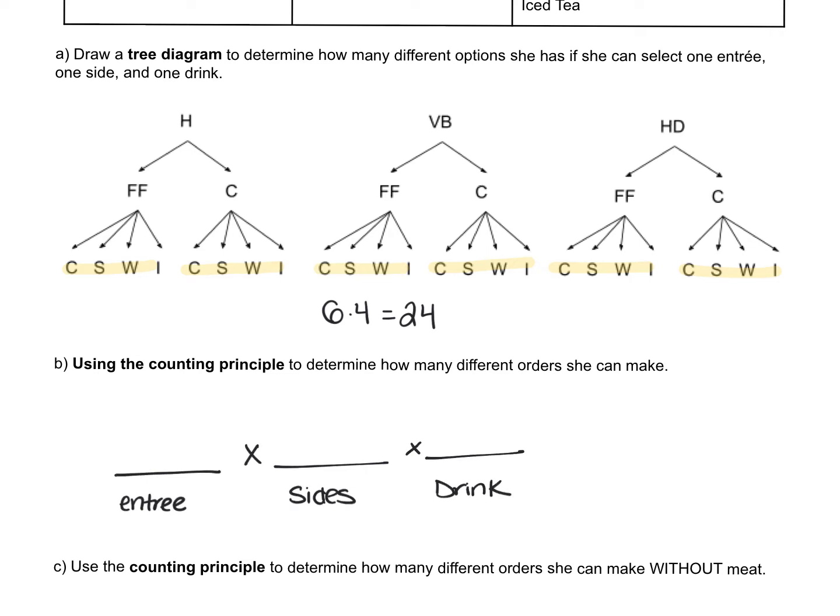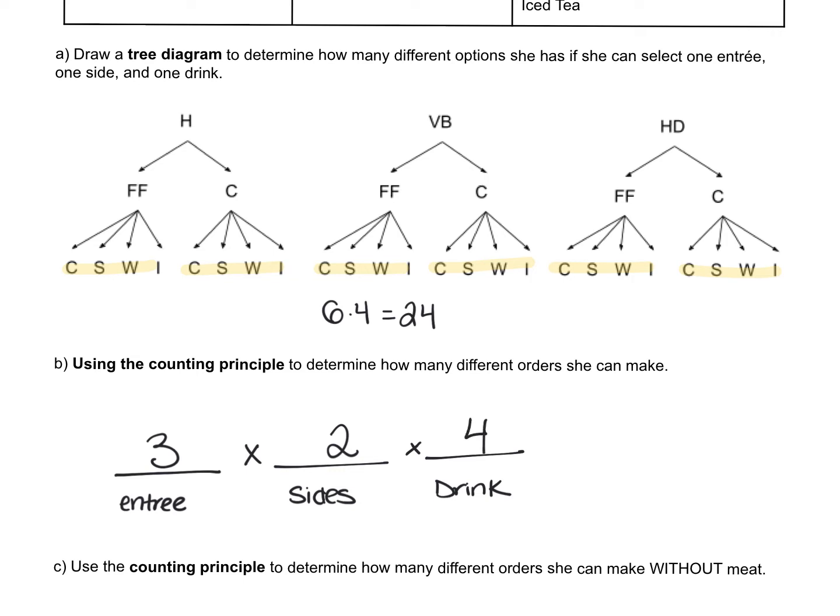So how many entree options do we have? Well, we have a hamburger, veggie burger, and a hot dog. So I have 3 entree options. How many sides do I have? Well, French fries and chips. That leaves me with 2 side choices. And then how many drink options do I have? Coke, Sprite, water, and iced tea. So that leaves me with 4.